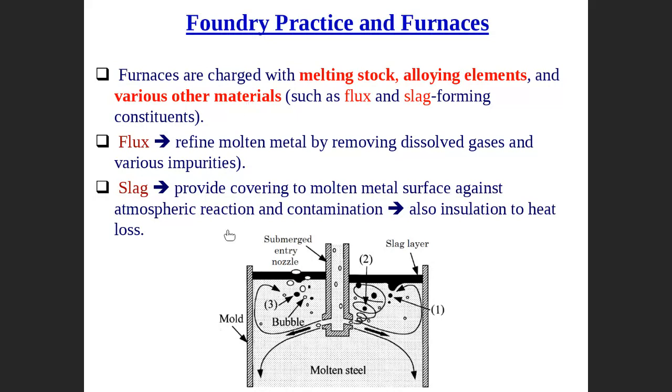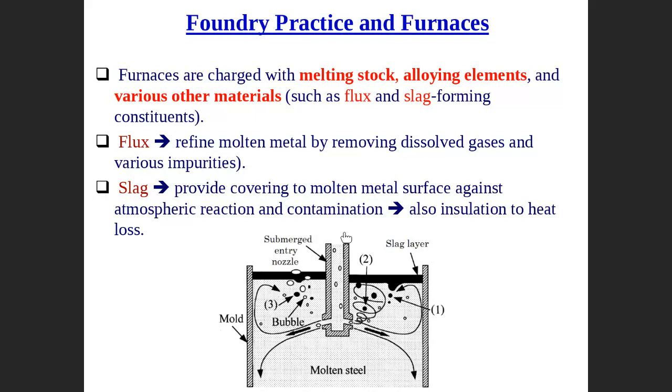Flux is a material added with the raw material in the furnace, and the functionality of the flux is to refine molten metal by removing the dissolved gases and various impurities. Usually there are some gases trapped inside the liquid when we melt the material. This is one thing.